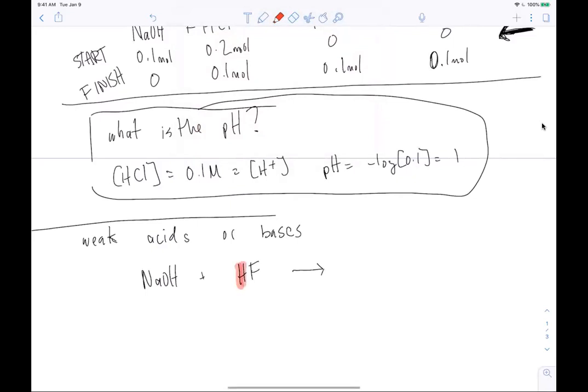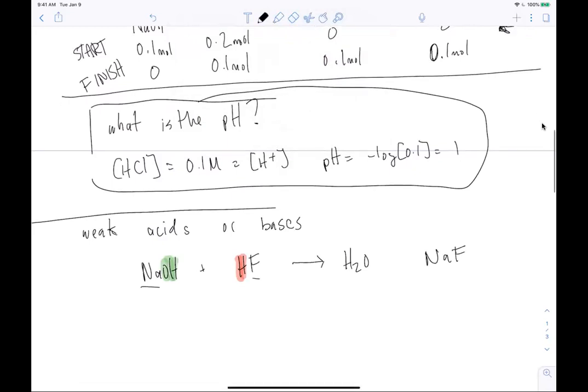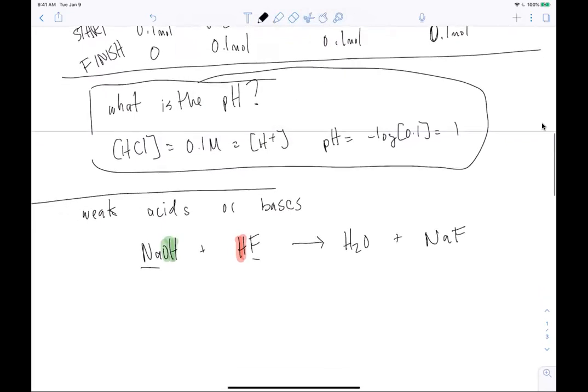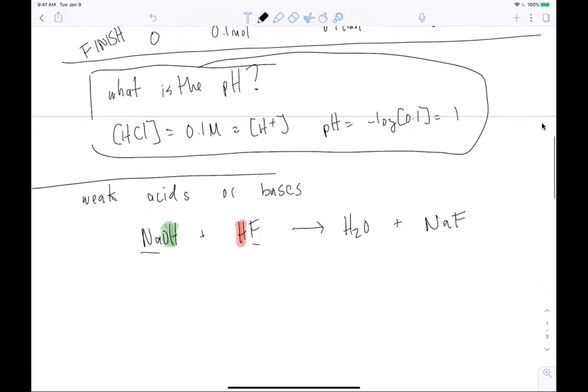This proton here is going to mix with the hydroxide from the base, and we're going to get water. And then we're also going to end up with the salt, sodium fluoride. So somebody was asking about this earlier, what happens when you don't form a neutral salt? This is an example of that. So this is strong, but this is weak.